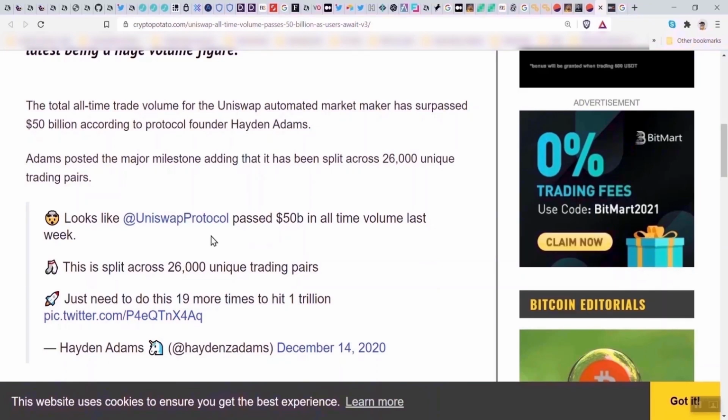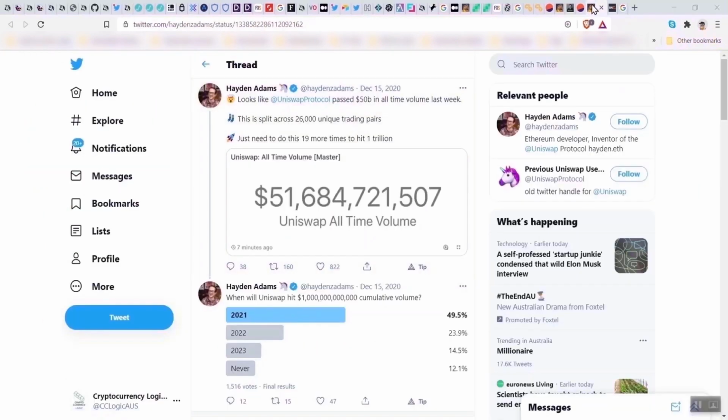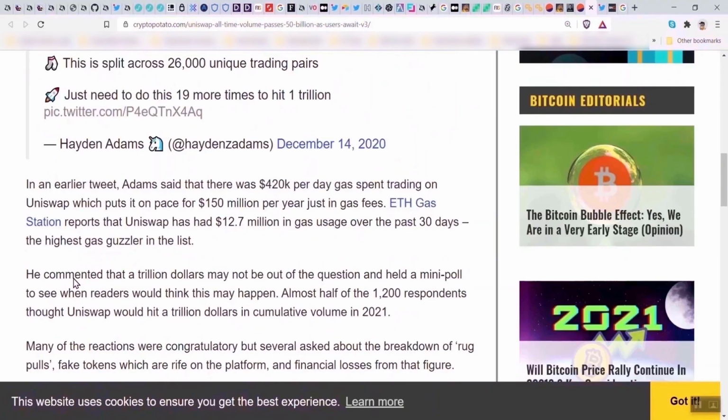And I do quote, "It looks like Uniswap protocol passed $50 billion in all-time volume last week. This is split across 26,000 unique trading pairs. Just need to do this 19 more times to hit $1 trillion." End quote. And that's the official tweet there. But back to the article.